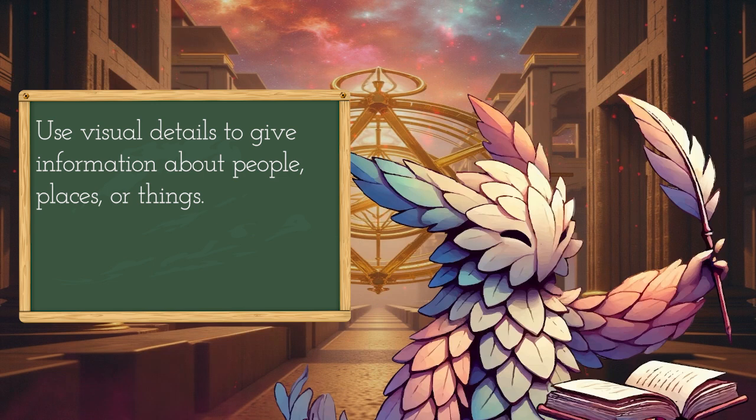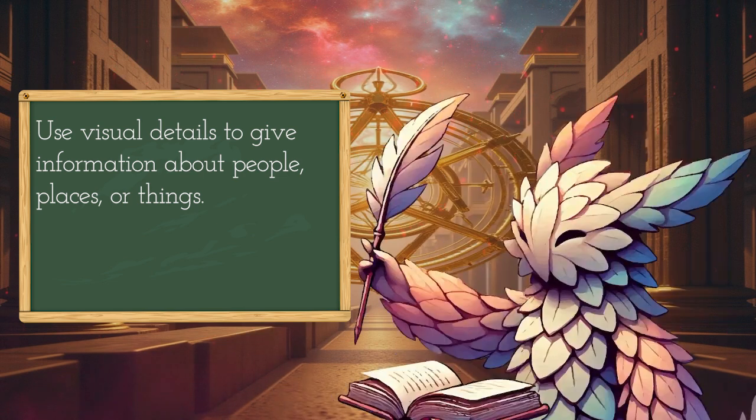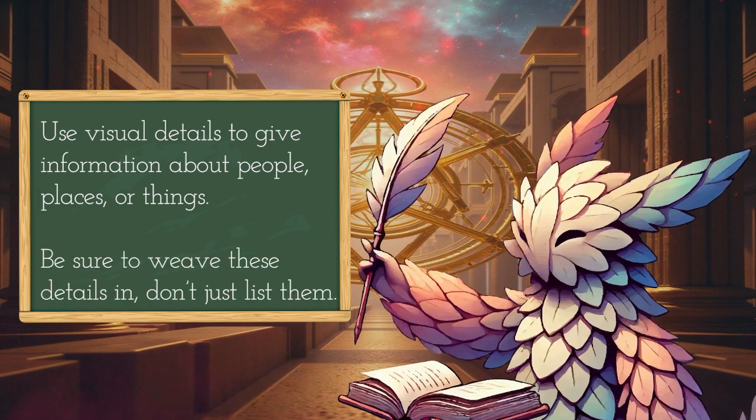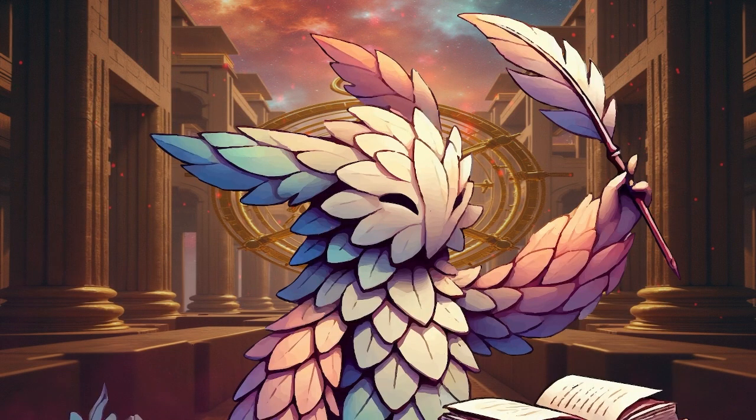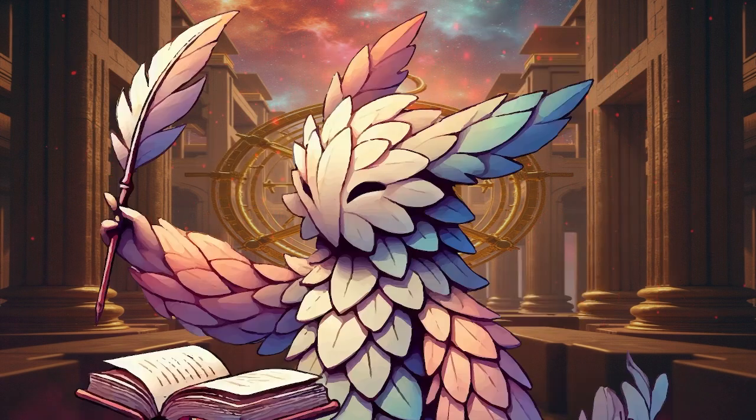Details like scars, clothing, or architecture can do more than just paint a picture. They can add depth and meaning to your story. The key is to integrate these details into the narrative naturally, so they enhance the scene without feeling like a static description. Let's take architecture as an example. Instead of stating the building was old and crumbling, show it.